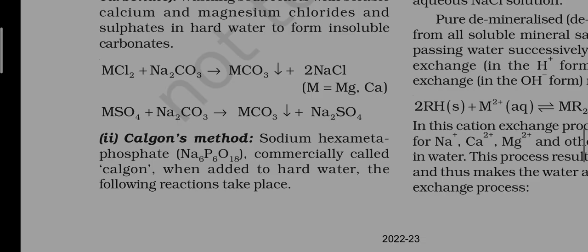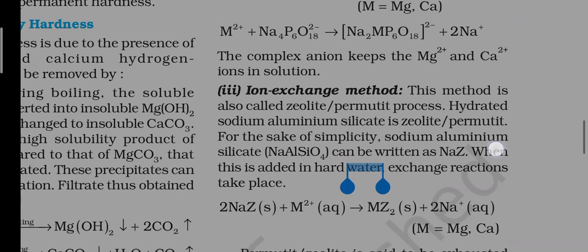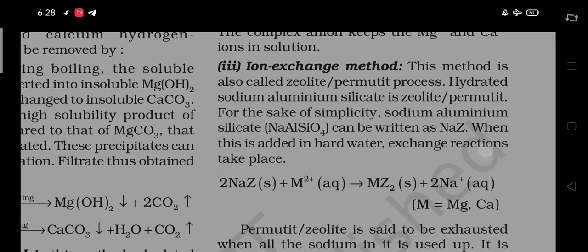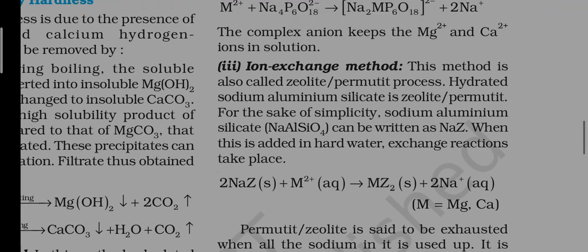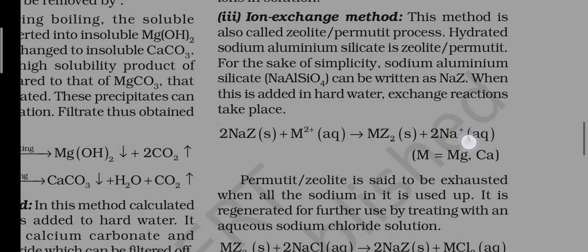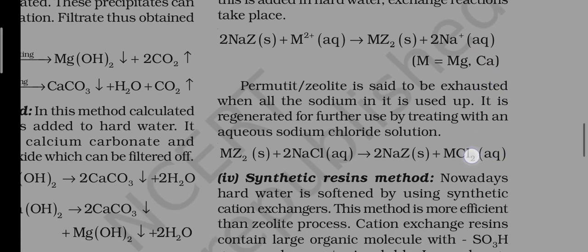Next is Calgon's method. Sodium hexametaphosphate, commercially called Calgon, when added to hard water, the reaction takes place. The complex anion will form, which keeps magnesium ion and calcium ion in solution. Next is ion exchange method. This method is also called zeolite permutit process. Hydrated sodium aluminium silicate is zeolite permutit. For the sake of simplicity, sodium aluminium silicate can be written as NaZ. When this is added to hard water, an exchange reaction takes place.